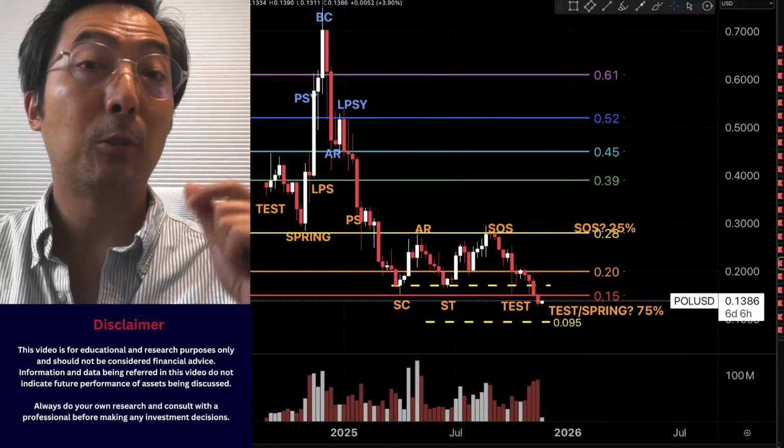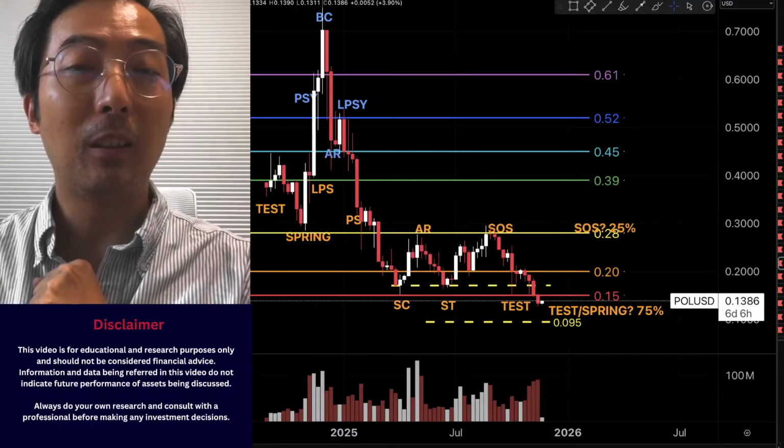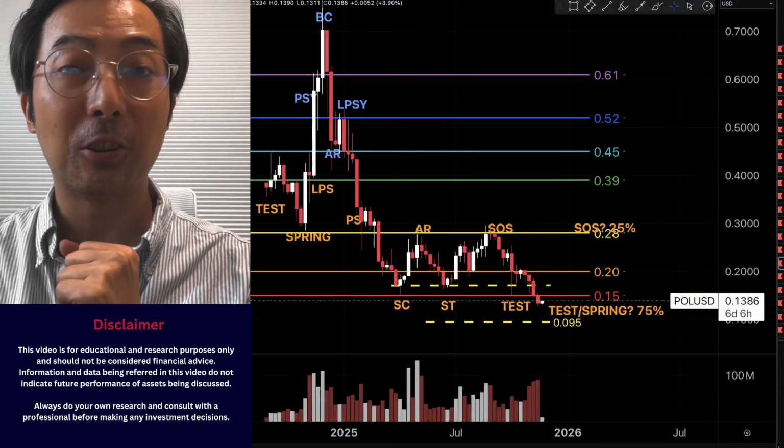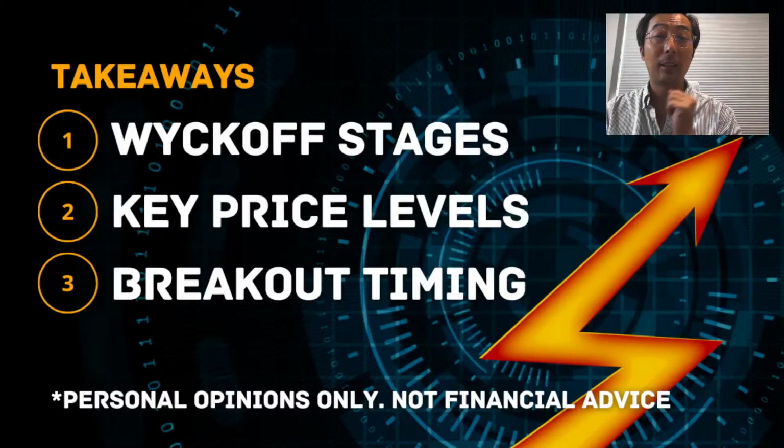Hi there, it's time to use the Wyckoff lens to look into Polygon as to where it is and which stage it is heading to. So let's take a look at these three items during the session.